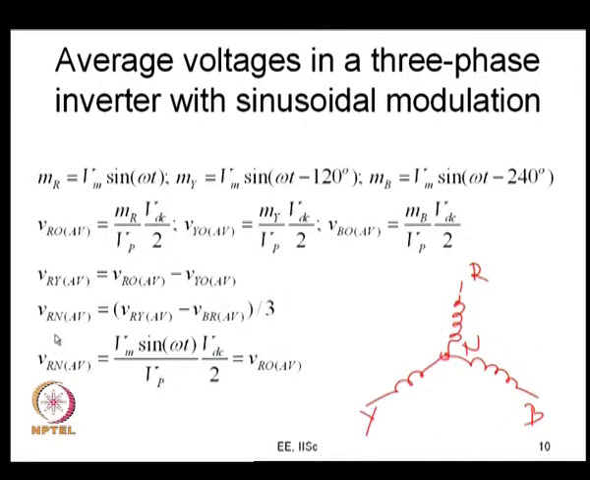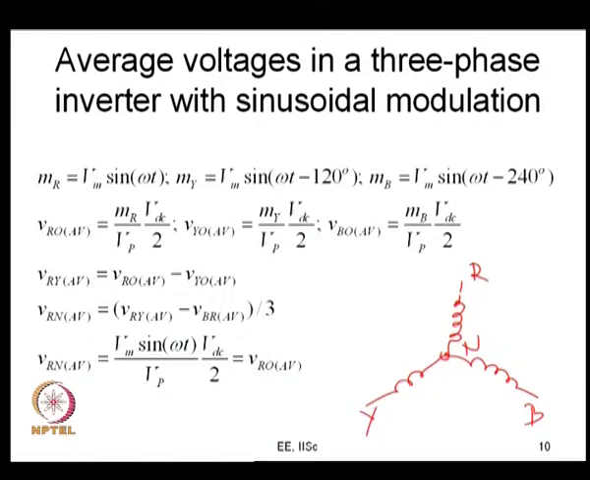So, if you want to find out what VRN average is, if the load is balanced, then VRN average is 1/3 of VRY average minus VBR average. And if you substitute all these values one into the other, you will find that VRN average is equal to simply Vm by Vp times sin omega t times VDC by 2, and that would be the same as VRO average itself. This is a special case when you are talking of sinusoidal modulation: your VRN average will be equal to VRO average, whereas when you start injecting common mode, then this will no longer be equal, as we will just see in the next slide now.